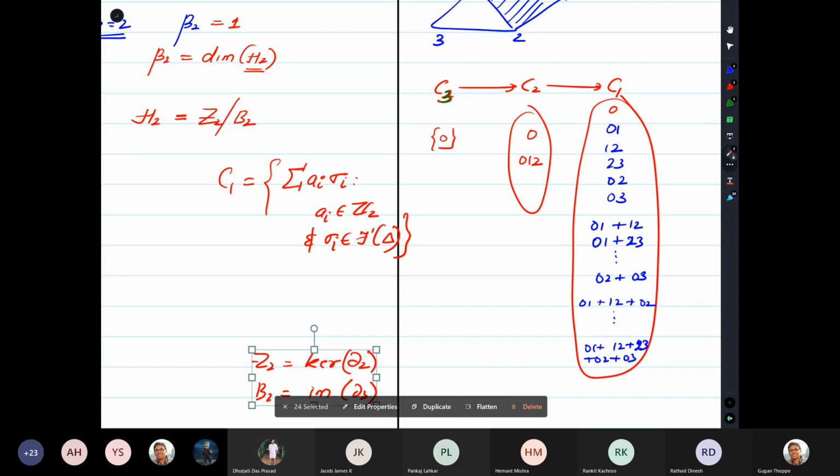Lakhan, would you like to volunteer? Lakhan, are you there? Please unmute yourself if you are there. Okay, I cannot hear Lakhan. Ganesh, are you there? Yes, sir. Okay, can you please volunteer, Ganesh?